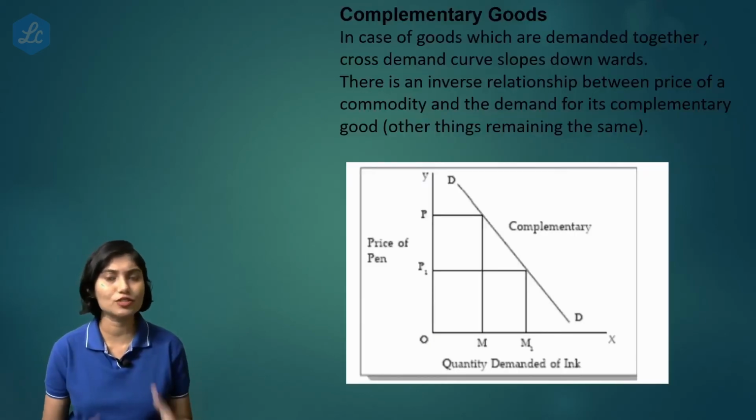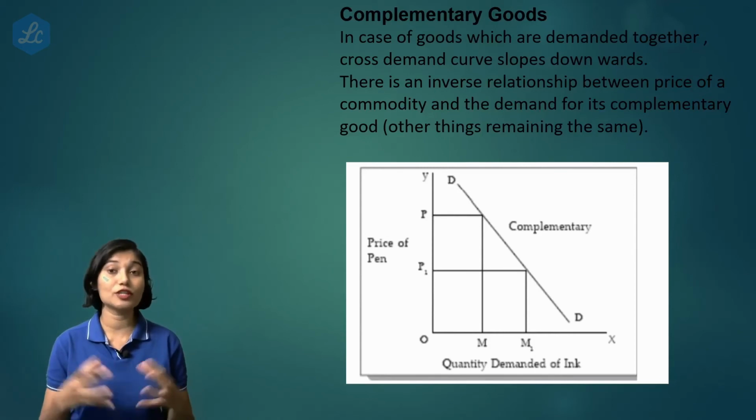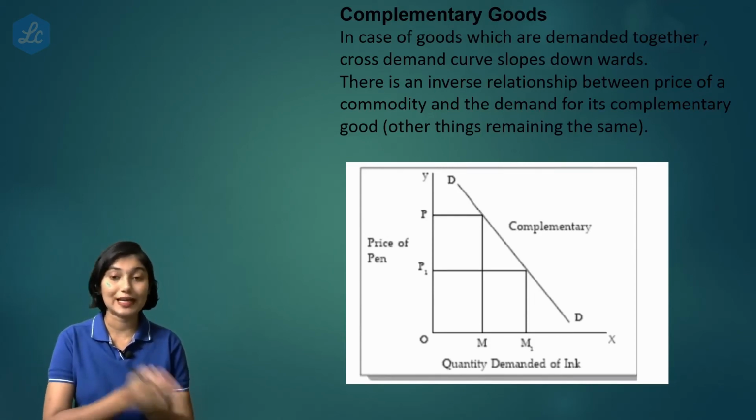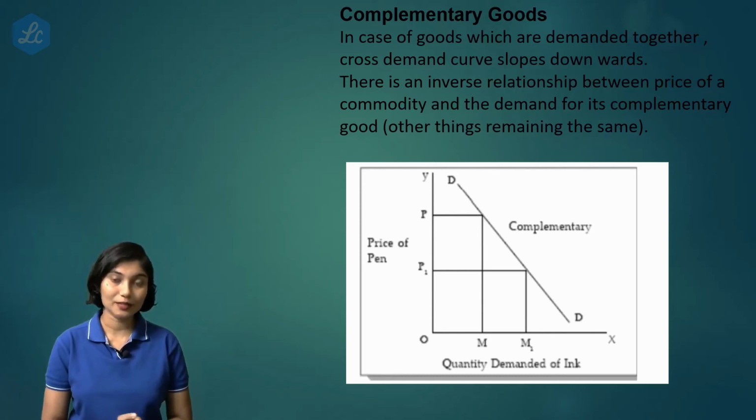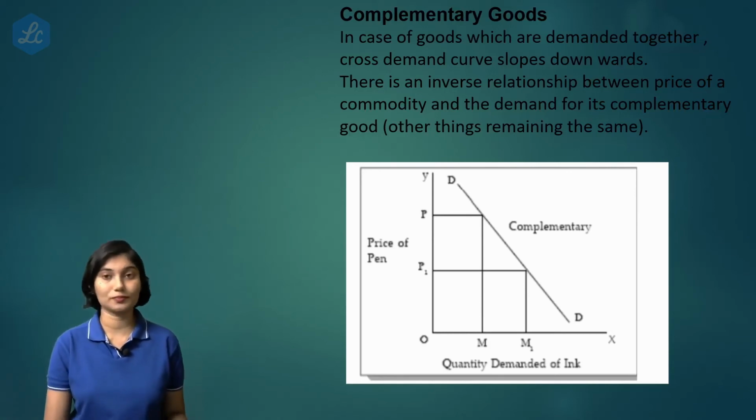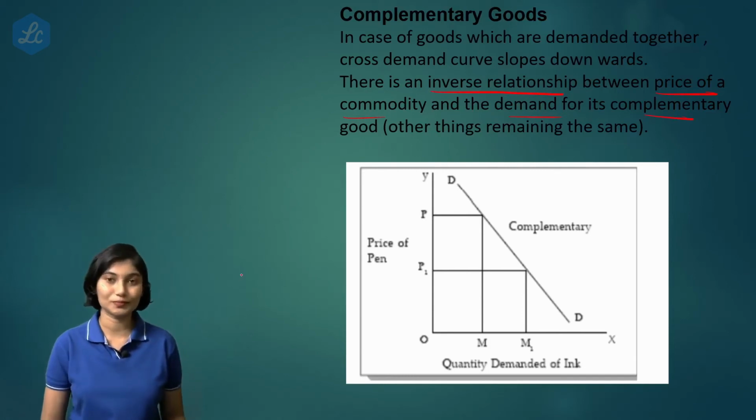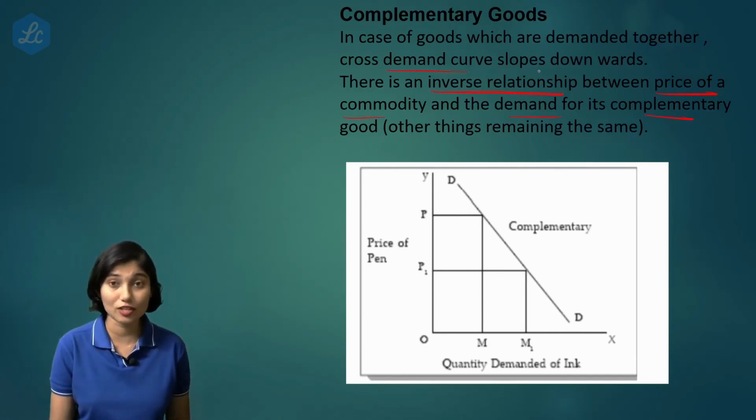Coming to complementary goods. Now what are complementary goods? Now you know that complementary goods are those which are used along with each other. For example, pen and ink. Right? And for example, bread and butter, because bread and butter is taken together. Right? Similarly, printer and ink. There could be a lot of examples for complementary goods like this. Now what happens in the case of complementary goods? Slightly different from substitute goods. There is an inverse relationship between price of a commodity and the demand for its complementary good. Alright, so in such a case, the cross demand curve slopes downwards.